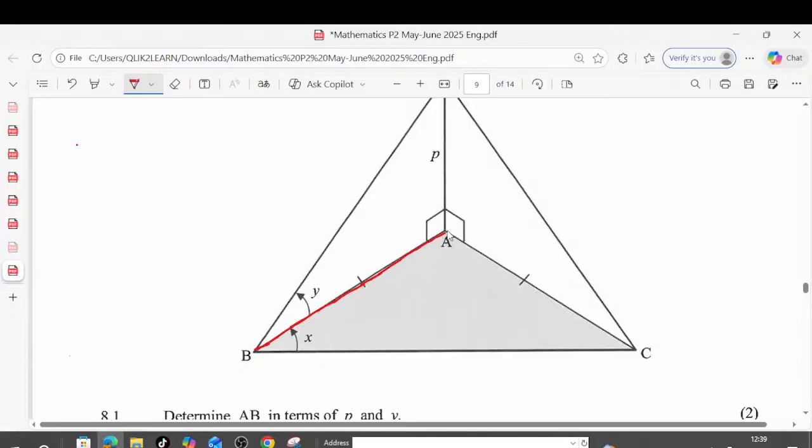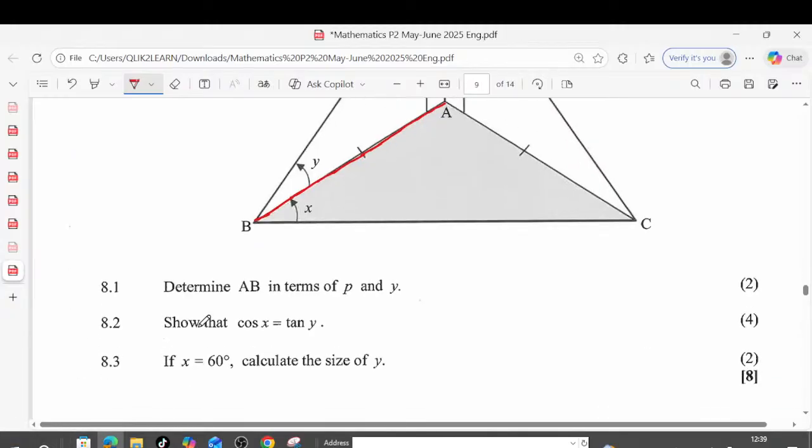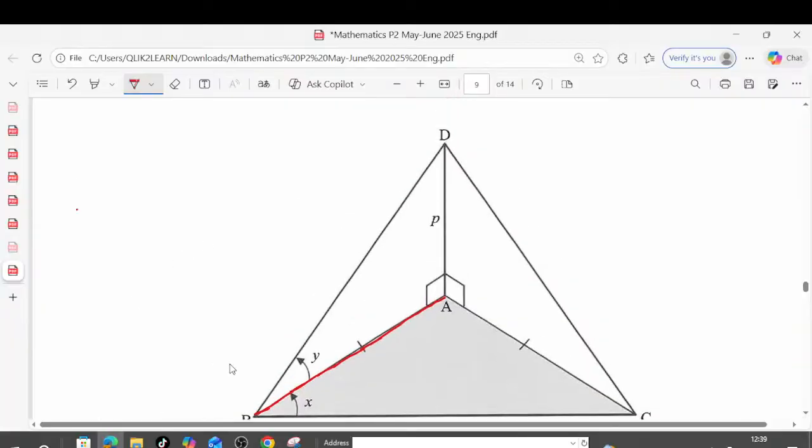Right, this is my AB, and look at what the question is saying. The question says determine AB in terms of P and Y. So now, where are P and Y? P and Y are in the triangle ABD. Now you know which triangle you need to work on, you see? Because P and Y, they are in this triangle. So we know that the triangle that we need to work on is ABD. This is my triangle.